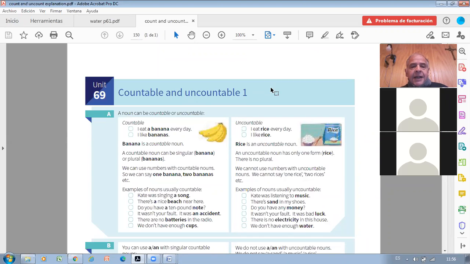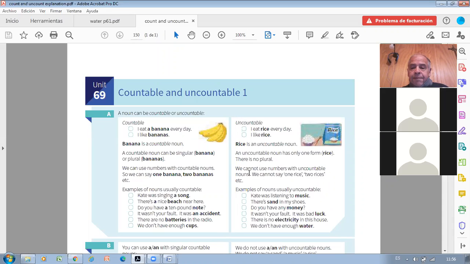All right. It says here, a noun can be countable and uncountable. For example, countable, you have, I eat a banana every day. I like bananas, right? So banana is a countable noun, could be singular or plural. Uncountable, I eat rice every day. I like rice. So you don't say I eat rices, right? So remember that an uncountable noun is always singular. Yeah. Okay. It says here, a countable noun can be singular, banana, or plural, bananas. An uncountable noun has only one form, rice. There is no plural for this, right?